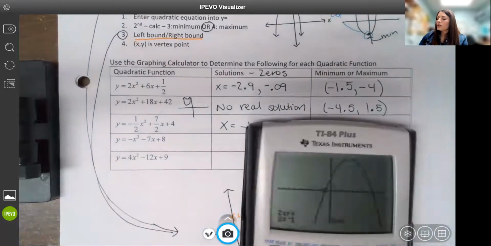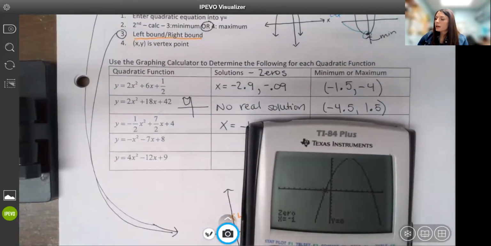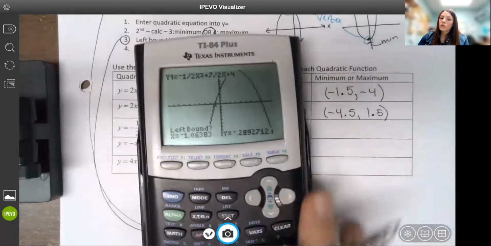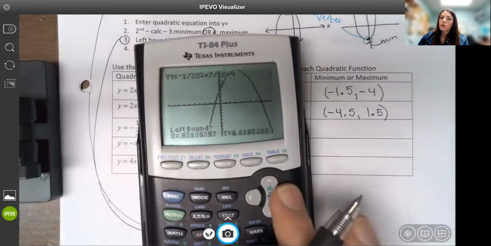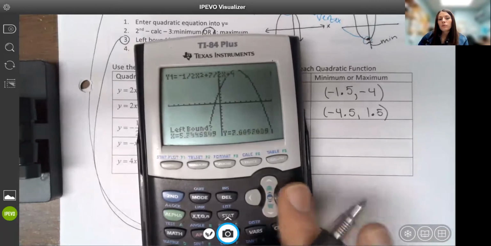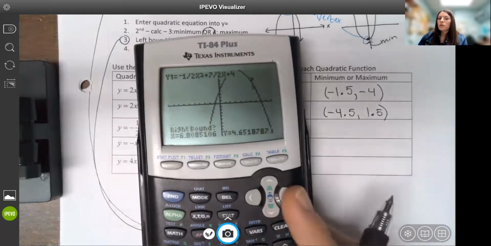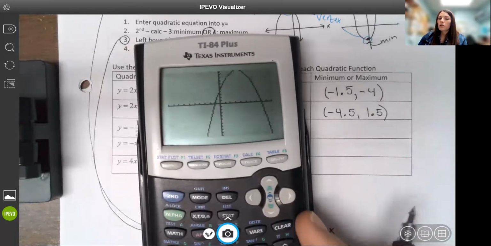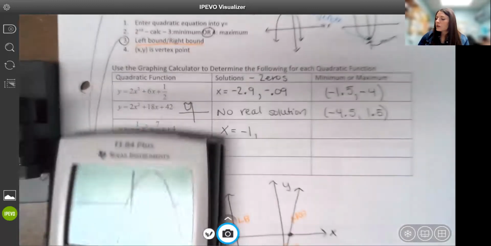And then I want to get the 0 over here. So I just repeat the process. Second calc, option number 2, move my little cursor over by the other 0. Here's the left bound. Go below it. There's the right bound. Hit enter. And my other 0 is 8.